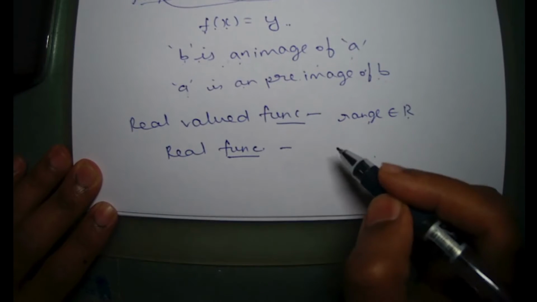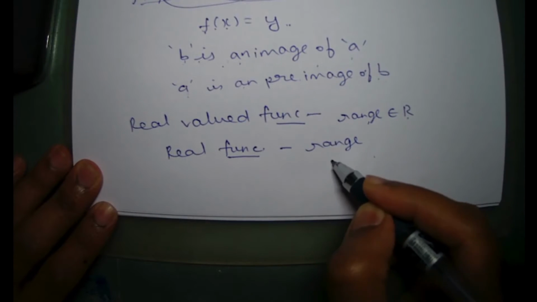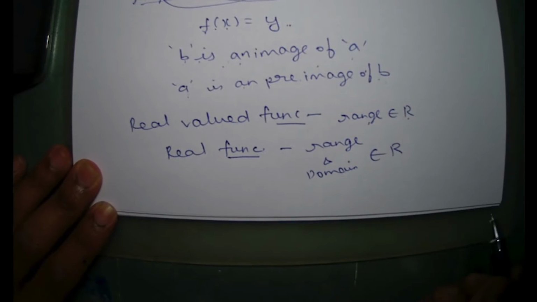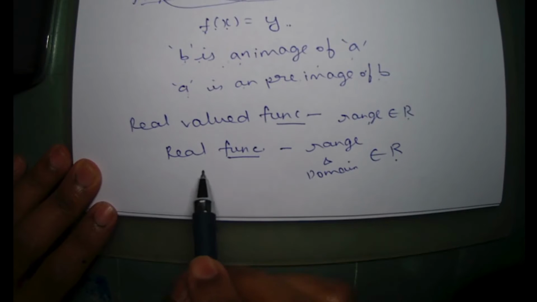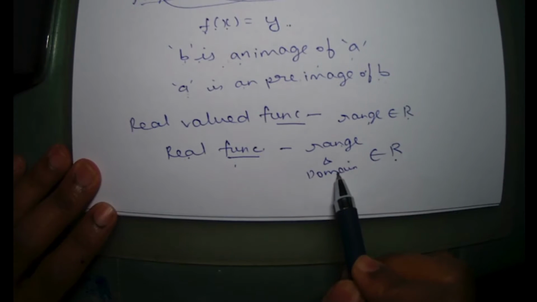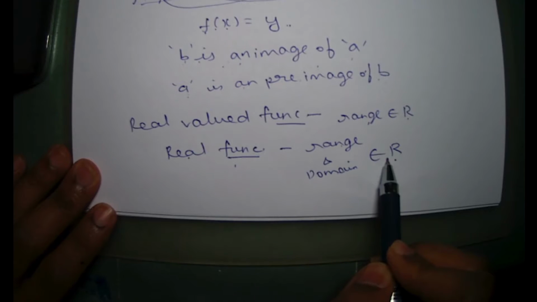A function is a real function where both range and domain belong to set R, the set of all real numbers. So a function is said to be a real function when both the range and domain of the function are a part of the set of real numbers.